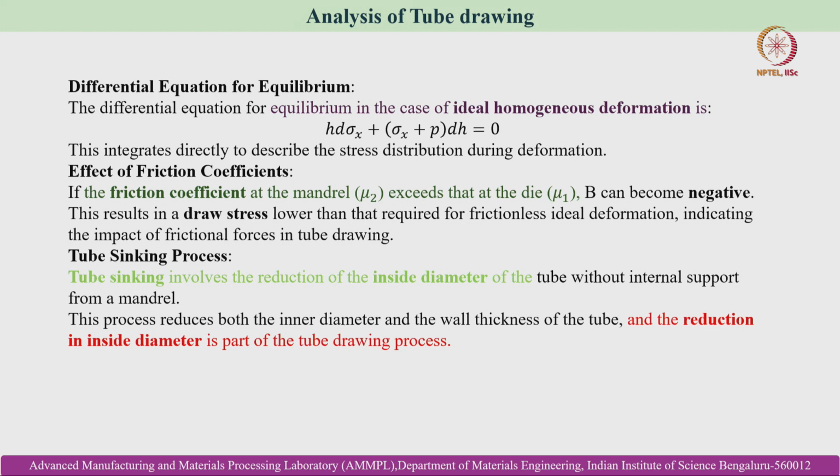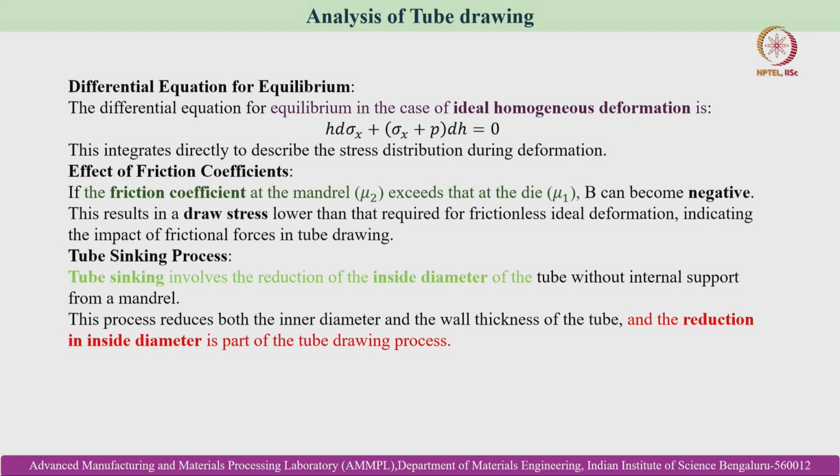So this integrates directly to describe the stress distribution during deformation. If the friction coefficient at the mandrel, mu 2, exceeds that at the die and hollow tube interface, mu 1, then B can become negative. This results in a draw stress lower than that required for frictionless ideal deformation, indicating the impact of frictional forces in tube drawing.